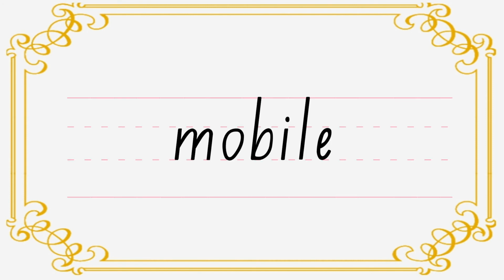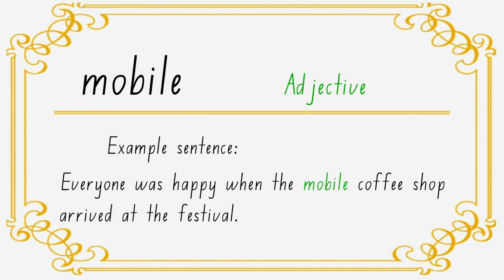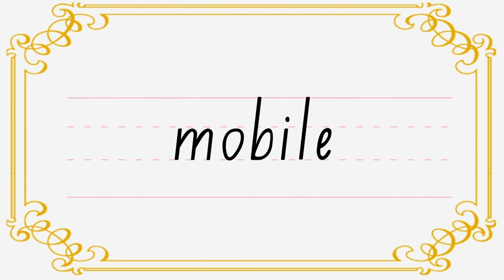Word number 15 is mobile. Mobile is an adjective, and it describes things that are able to move or be moved freely or easily. The spelling of mobile is spelt with the M-O for the mo sound at the start, followed by B-I-L-E, making the bile sound at the end. So, putting that together, M-O-B-I-L-E spells mobile.